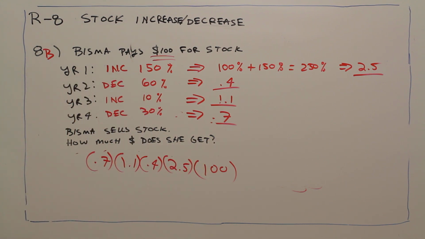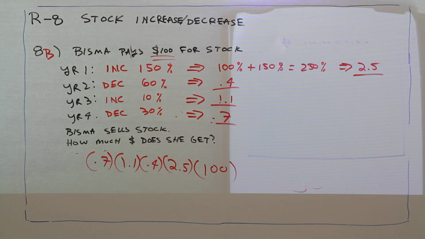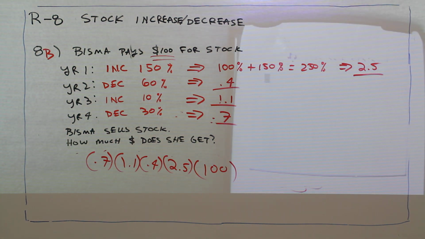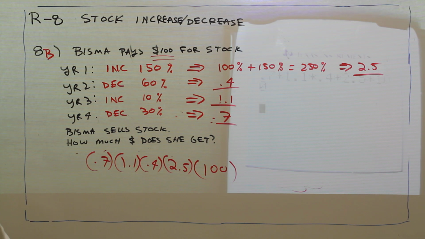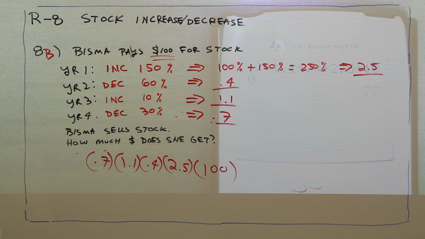So I'll use the calculator. 0.7 times 1.1 times 0.4 times 2.5 times 100. And I get an answer of, I don't know if you can see it, $77.